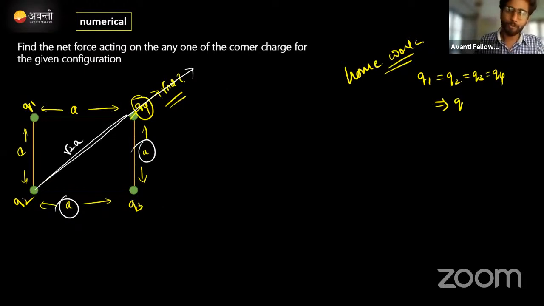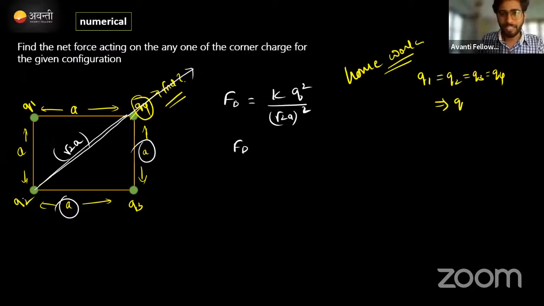Now you apply the force formula here. Force due to D will be equal to K, दोनों charges will be same, Q square divided by root 2 A whole square, R square means root 2 A whole square. This is the R value. And next, FD value will be K Q square divided by, if you square the whole term, you will get 2A square. Clear now?